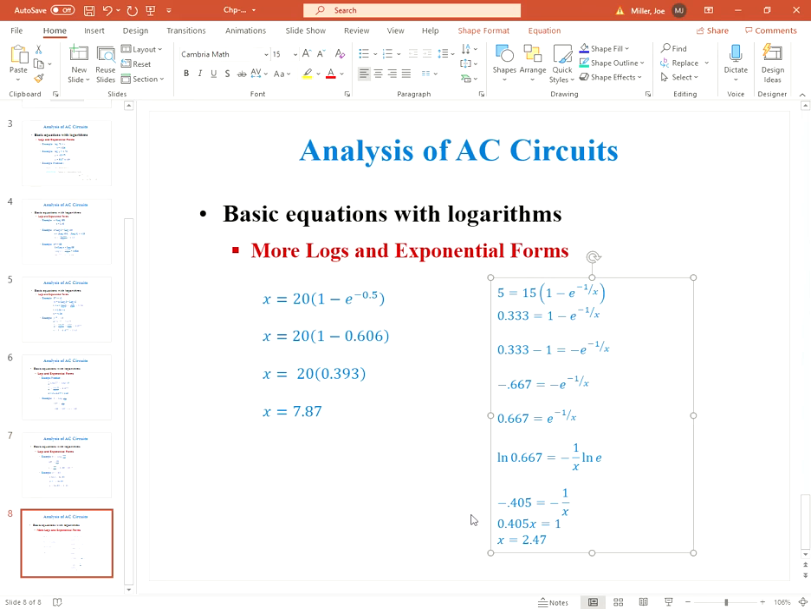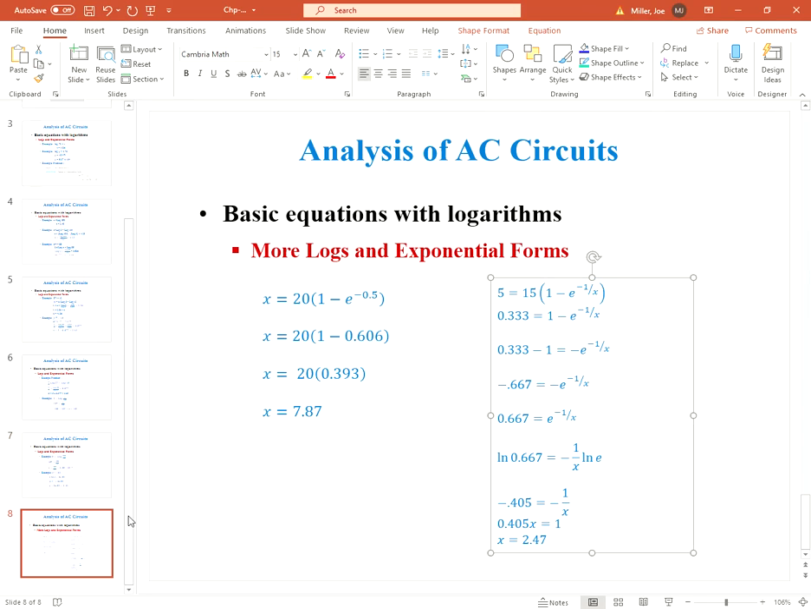Multiply both sides by minus x, and we're left with 0.405x equals 1. Divide both sides of the equation by 0.405, and we're left with x equals 2.47.